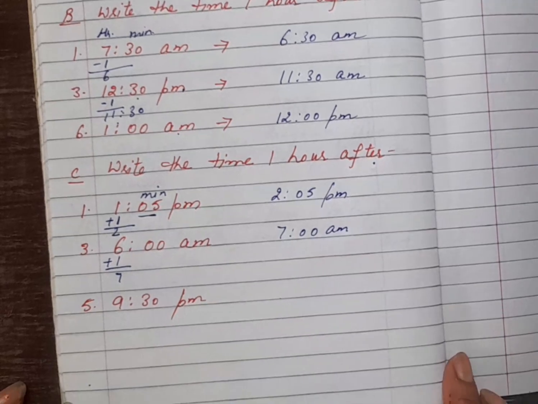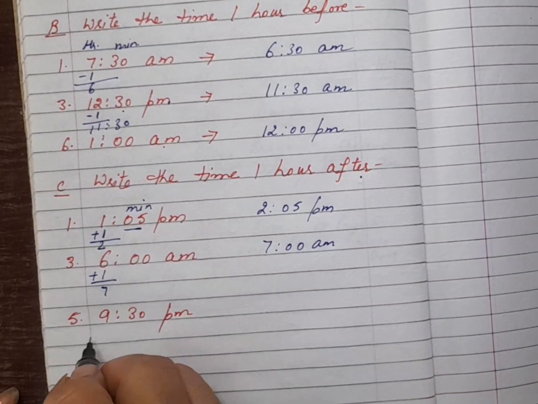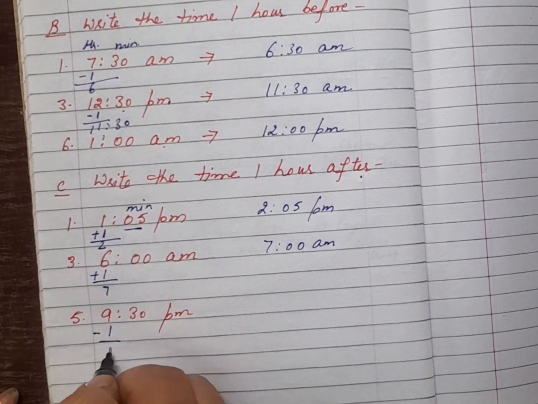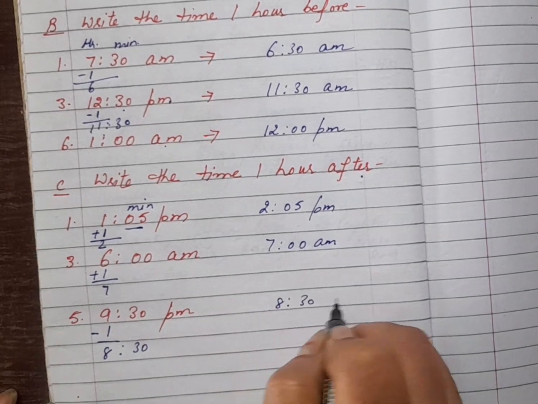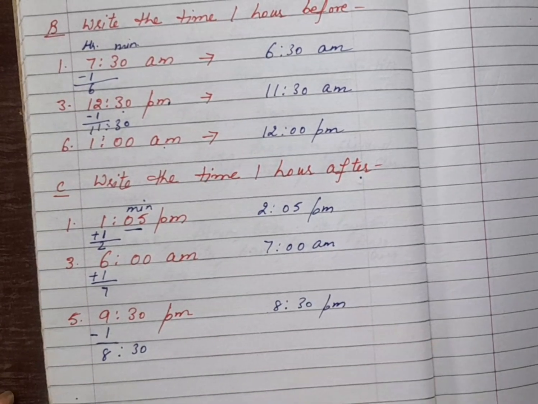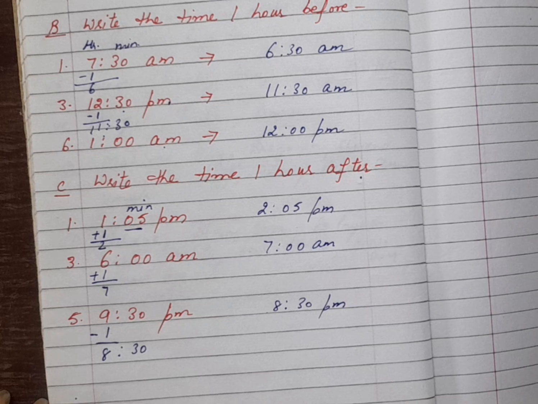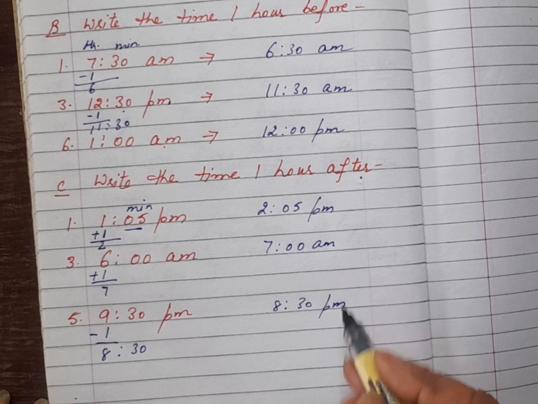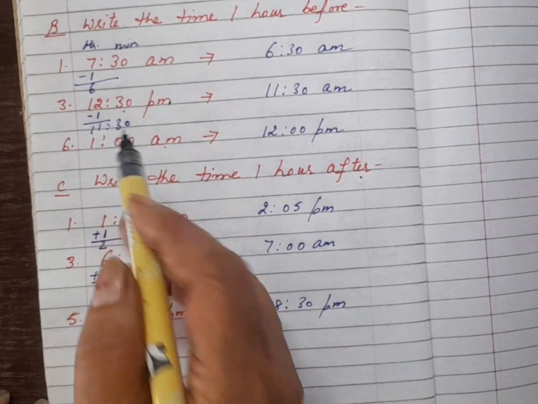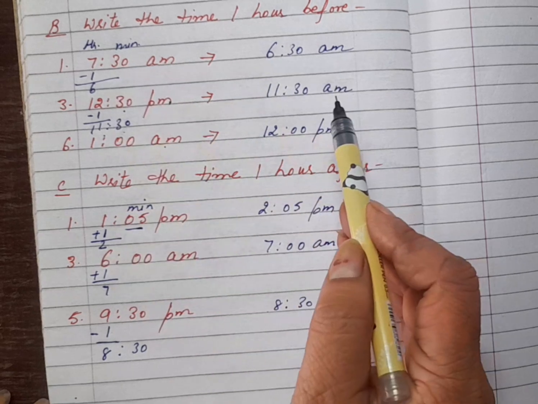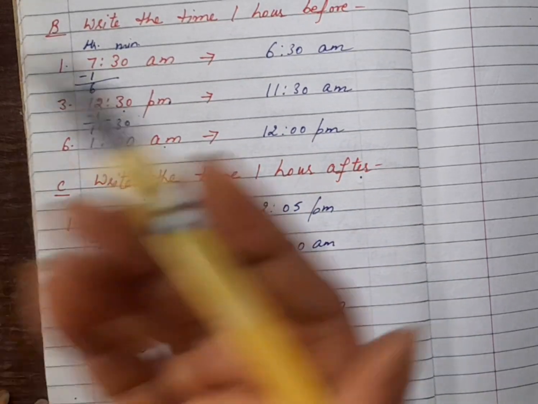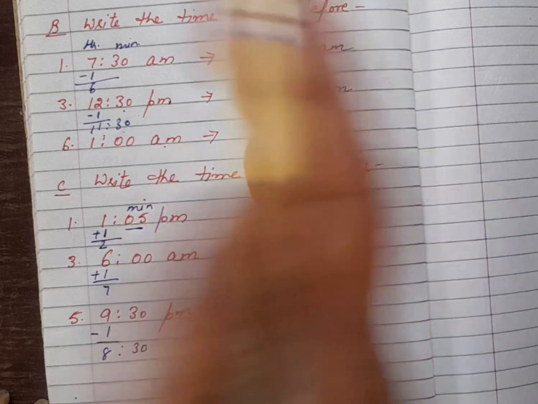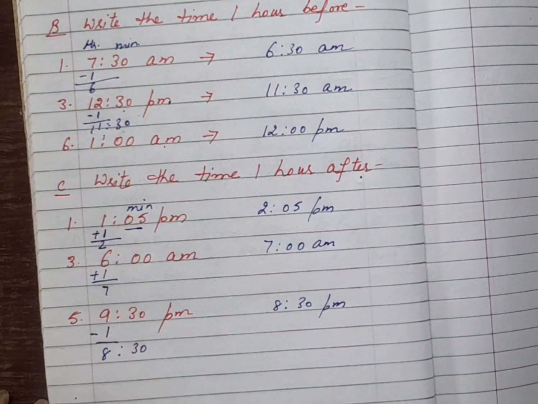Now 9:30 PM. Again we will do subtraction from the hour, that is 8:30 PM. When we are going in PM and coming back in PM, there will be no change, but in this question we are going in AM and coming back in PM, or going in PM and coming back in AM, whatever.